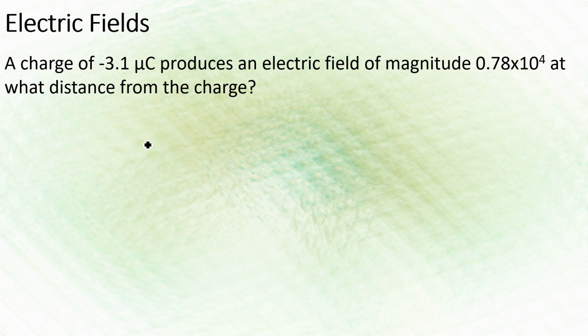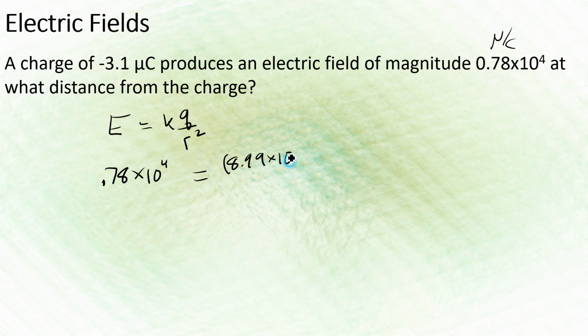If a charge of negative 3.1 microcoulombs produces an electric field of magnitude 0.78 times 10 to the 4th newton per coulomb, at what distance from the charge? A little grammatical thing right there. So E equals kQ over r squared: 0.78 times 10 to the 4th newton per coulomb equals 8.99 times 10 to the 9th times our charge, 3.1 times 10 to the negative 6, all over r squared.